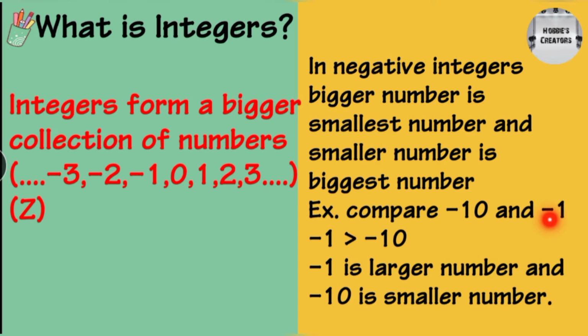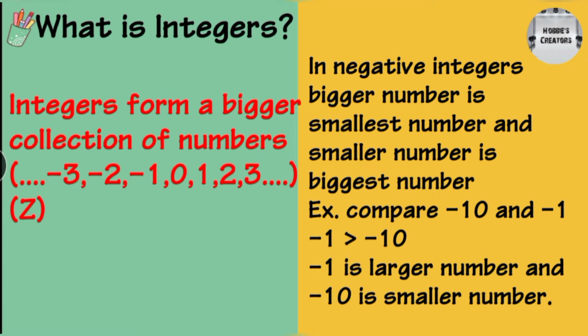Which one is bigger here? Usually we will say the number 10 is bigger than 1, correct? But here the numbers are negative integers. So in negative integers, the smaller number is the bigger number and the bigger number is the smaller number. Keep that in mind. So minus 1 is larger than minus 10. Minus 1 is the larger number and minus 10 is the smaller number, since it is a negative integer.